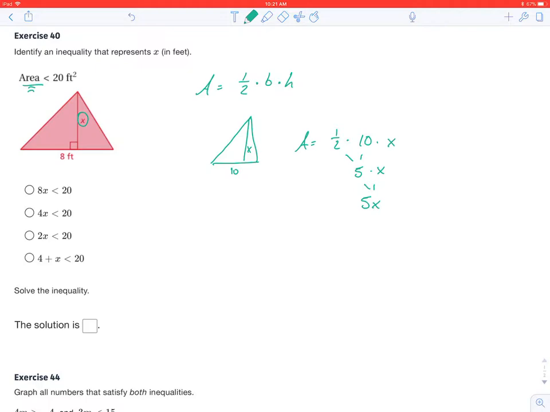And then that has to be less than 20 feet. Well, they all have less than 20 feet, so that's not something you have to solve out. That's something that's already there. And then for the solution, in this case, if this was less than 20 feet, I would divide both sides by 5 and say that x is less than 4. I would put here x is less than 4 for my example. So just make sure that you are including the x and everything in there, the inequality sign as well.